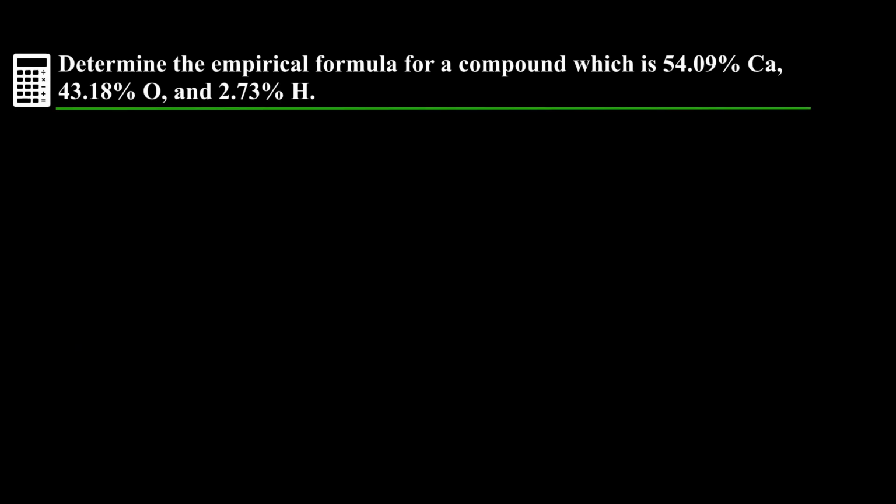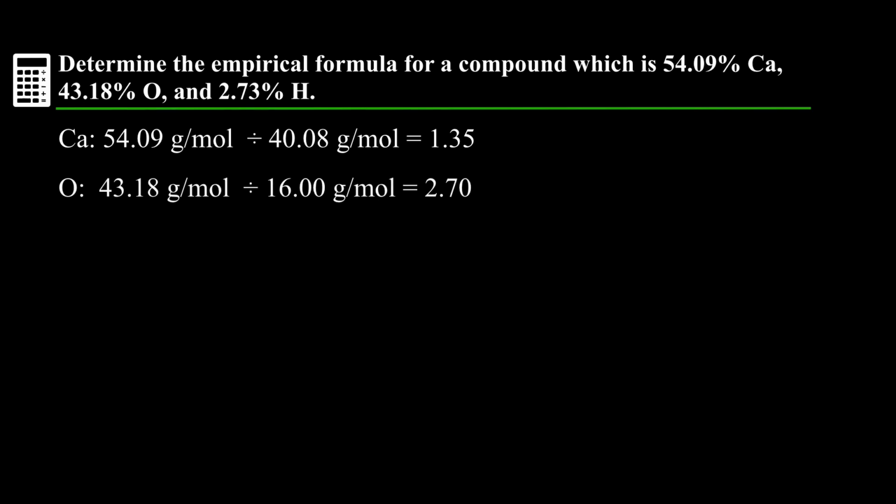Here's our first example. Determine the empirical formula for a compound which is 54.09% calcium, 43.18% oxygen, and 2.73% hydrogen. First, let's look at calcium. So I would have 54.09 grams per mole, because remember I'm turning that percentage to a gram quantity because I'm making the assumption out of 100 grams. We're going to divide it by its atomic mass. I get 1.35. Oxygen, 43.18 grams per mole, divided by its atomic mass equals 2.70. Hydrogen, 2.73 grams per mole, divided by the atomic mass, I get 2.70.